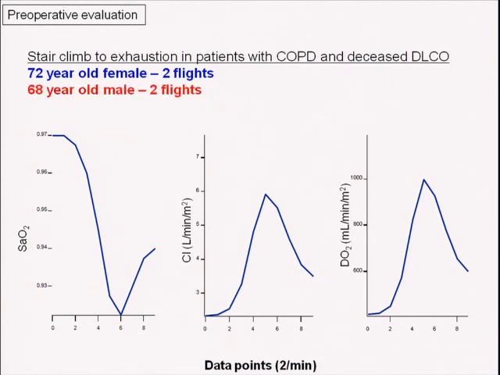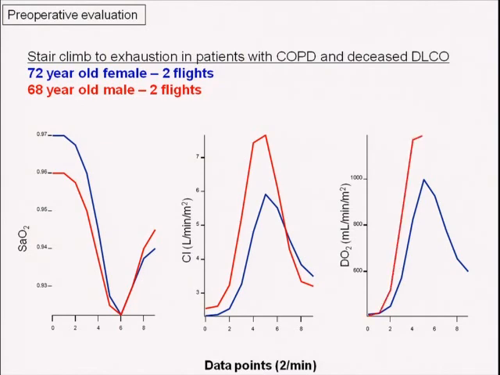Now we have a 68-year-old male who also gets winded at 2 flights, starts with an even lower oxygen saturation, falls to 92, but in this patient he raises his cardiac output much more substantially, and he actually raises his oxygen delivery higher. And what we're wondering now is, does this reserve, not from a pulmonary standpoint, but from a cardiac standpoint, have some predictive value as to how well these people will do perioperatively?